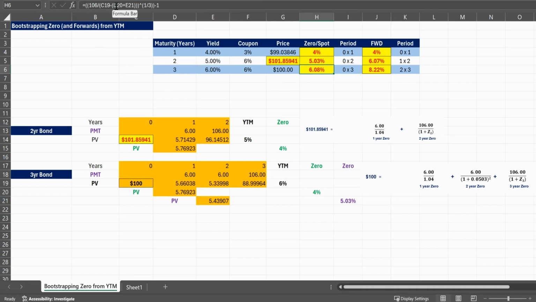We take those away from the bond's price and we took the third root. And that's how we came back with that rate of 6.08%. And then lastly, it was a simple case of taking that rate that we've just calculated, taking that 3-year zero, adding 1 to it, taking it to the power of 3 and dividing it by 1 plus the 2-year zero to the power of 2. And that's how we worked out that forward rate of 8.22%.